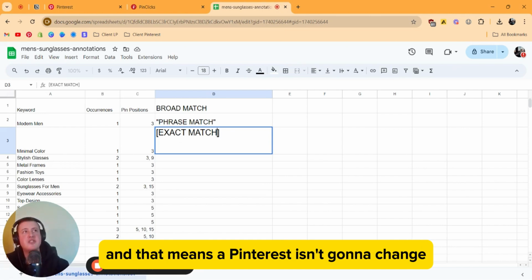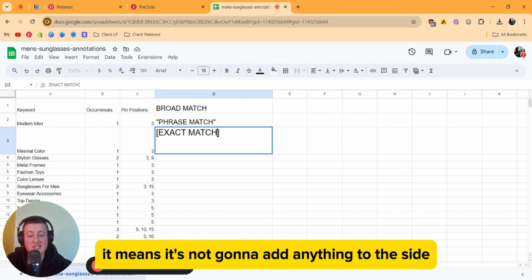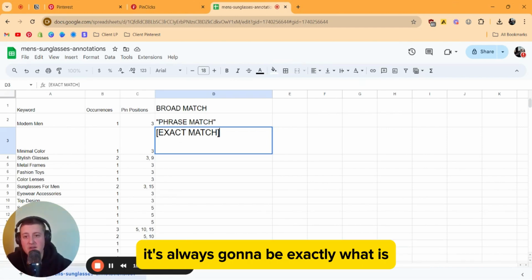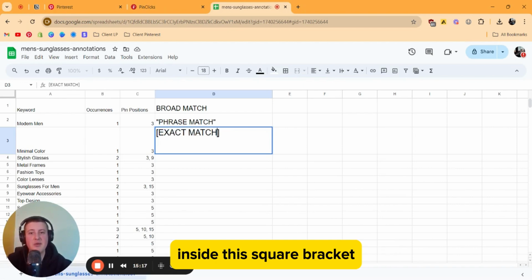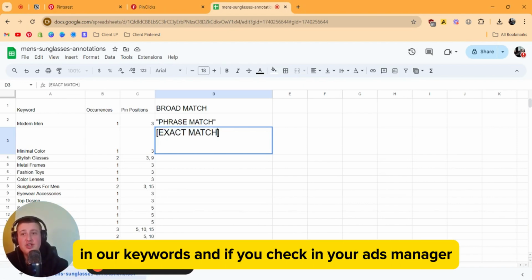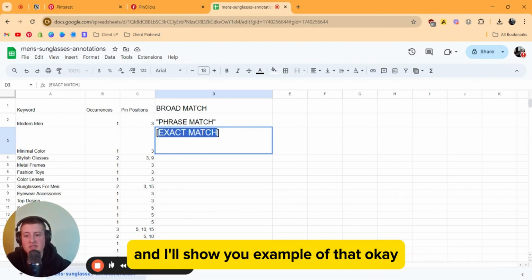And that means that Pinterest isn't going to change what that could mean. It's not going to try and match it to what it thinks it means. It's not going to add anything to the side or the other side of this. It's always going to be exactly what is inside this square bracket. So where we use these is when we're writing in our keywords. And if you check in your ads manager, it will tell you what type of keyword you've actually put in. And I'll show you an example of that.